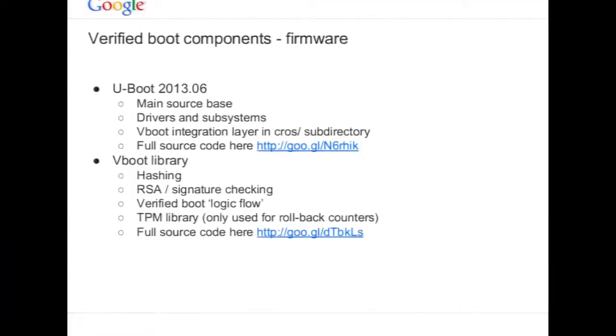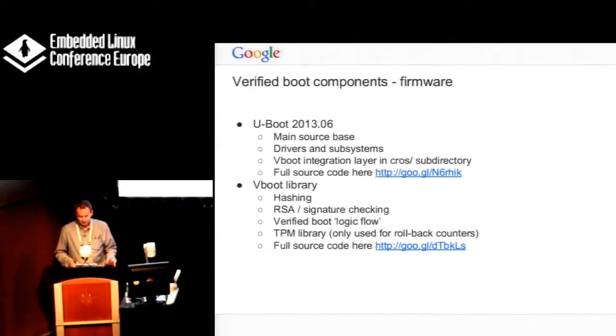So here are the components of firmware. I'm particularly talking about Snow, but the same applies to this year's Chromebooks, I think, except for one of the x86 ones. So we have U-Boot 2013.06. We're very close to upstream in Chrome OS. There's a vboot integration layer which connects to what I call the vboot library, and the source code for that is all there. But all of the Chrome OS stuff is in its own subdirectory.